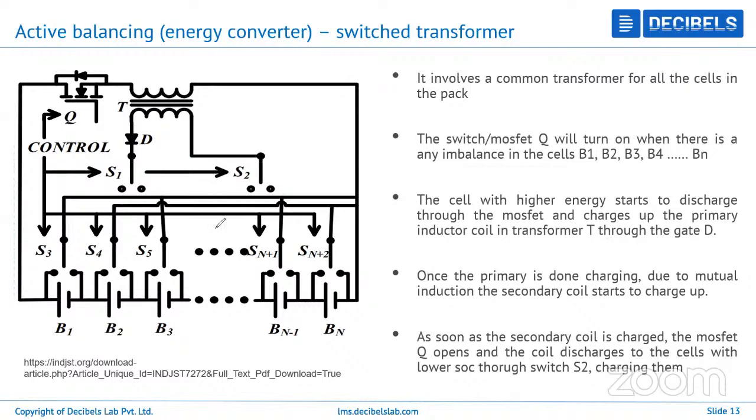So this is with respect to single transformer based, right? This works on the mutual induction principle. With the transformer here, mutual induction will happen, and that's how charge will be sent from the primary coil to the secondary coil, and then from there to cell number 2. So this is with respect to one transformer.